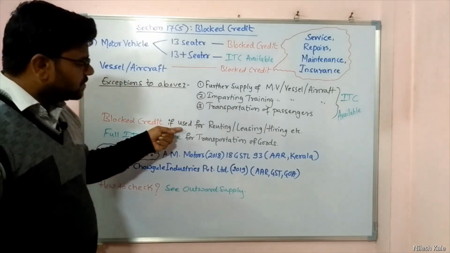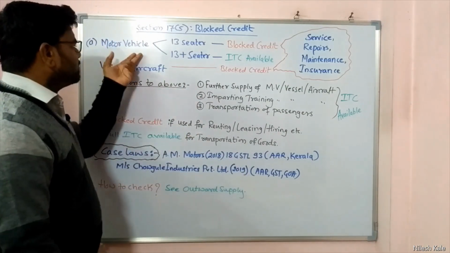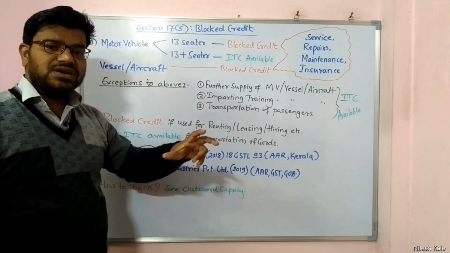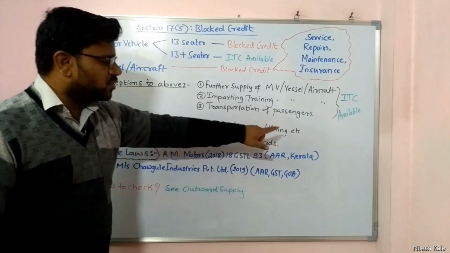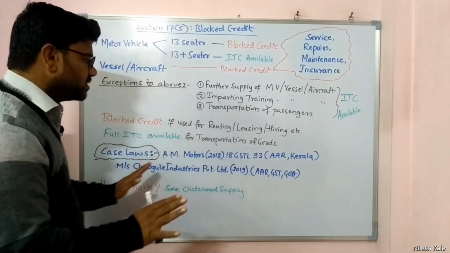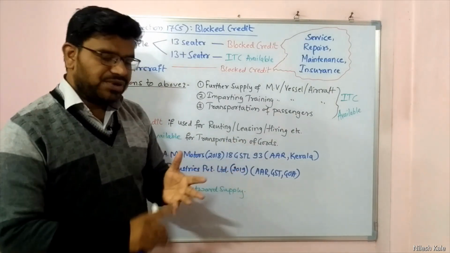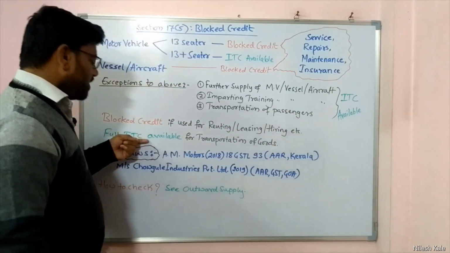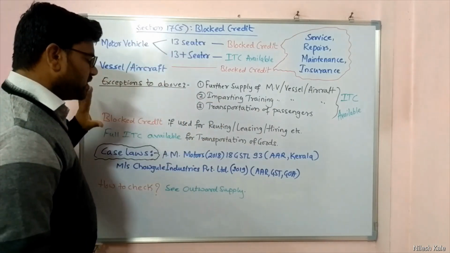Credit is blocked if it is used for renting, leasing and hiring purposes. If it is a motor vehicle, vessel or aircraft, and such a motor vehicle or vessel is given for renting, leasing or hiring purposes, then it is completely blocked credit. Then you are not going to get the ITC. Full ITC is available for transportation of goods. If you have a truck or some goods carrier vehicle, then full ITC is available for you. We are speaking about motor vehicles only.